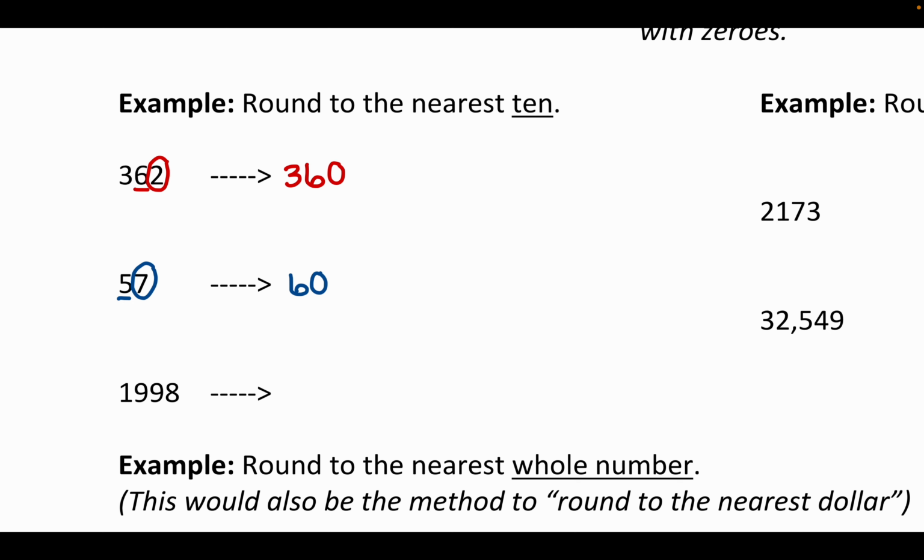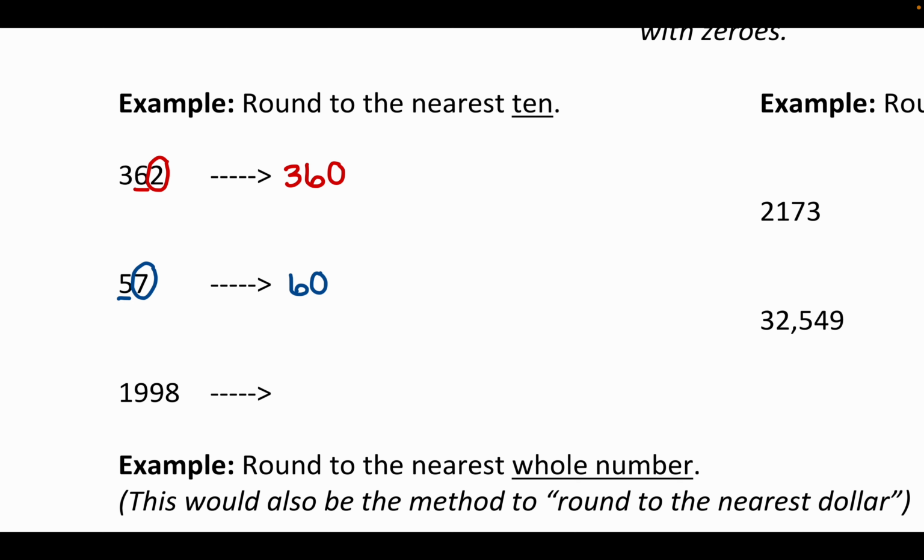And then the last example in this set, we have 1998. This one is a little bit trickier. Sometimes I like to think of this as counting by tens when rounding to the nearest 10. If we were counting by tens, we'd have 1980, 1990, 2000, and 2010. And 1998 would fall somewhere between 1990 and 2000. And so we end up rounding it to 2000, which is what it's closer to.